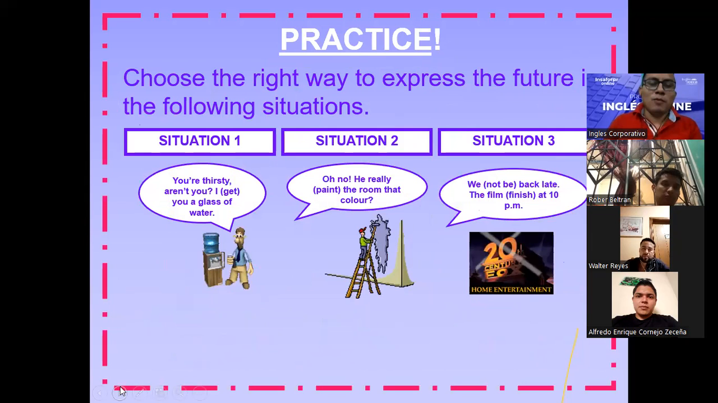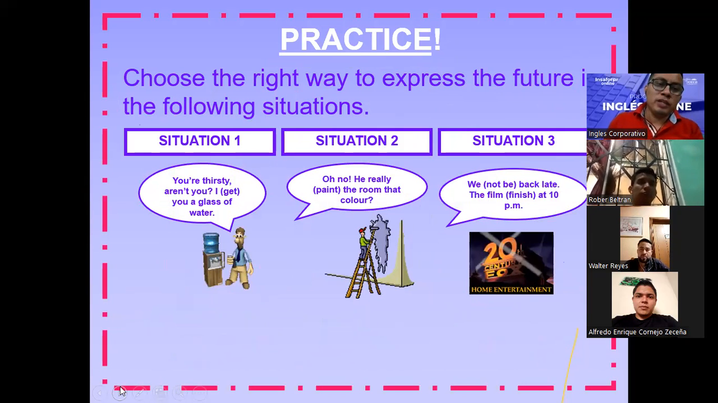So this is the one I wanted you to help me with. Let's see, situation one. I need a volunteer to read it and also to tell me what is the best tense to express the situation. Any volunteer? Choose the right way to express the future. What do you think?